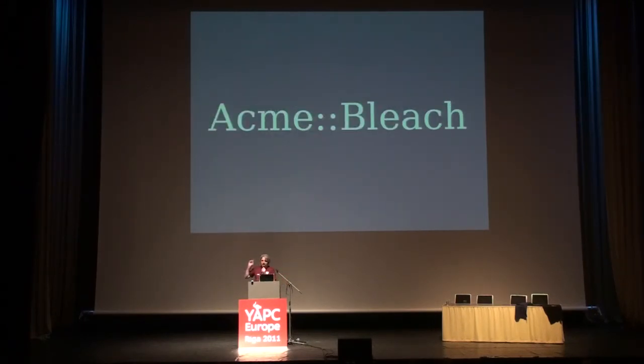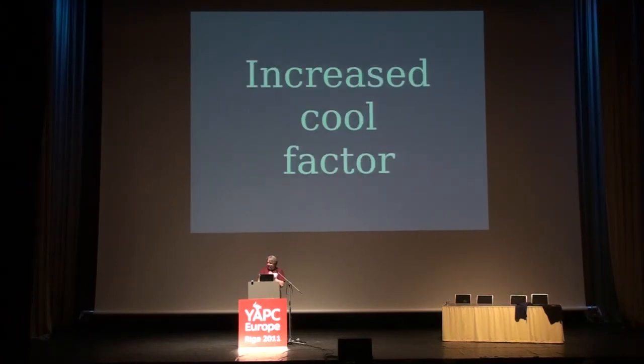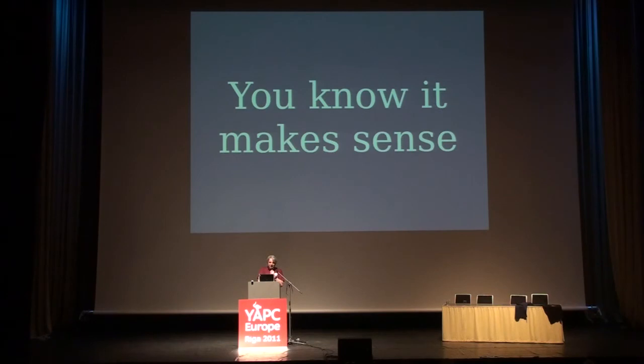I'm going to promote the use of Acme::Bleach in all Perl code to stop people knowing what it is that we're actually doing. And the best thing is, of course, we get to have a secret handshake. I haven't yet worked out what the secret handshake is going to be, but it's going to be great. Secret password, mine's blank. And of course, by becoming an exclusive secret society, you immediately have an increased cool factor, which brings in money. Have you ever known a Mason lodge that is short of money? So, you know it makes sense.